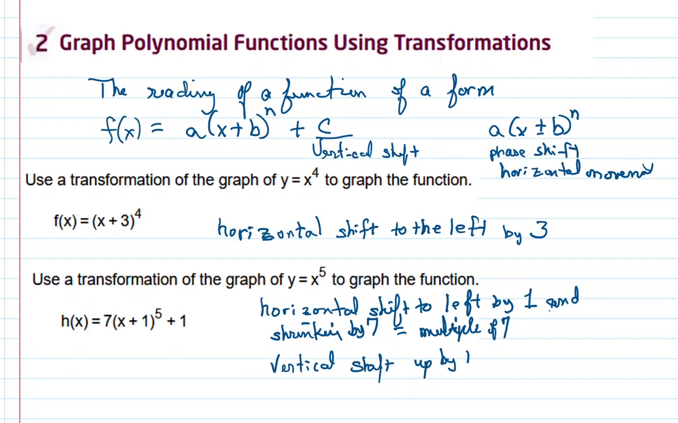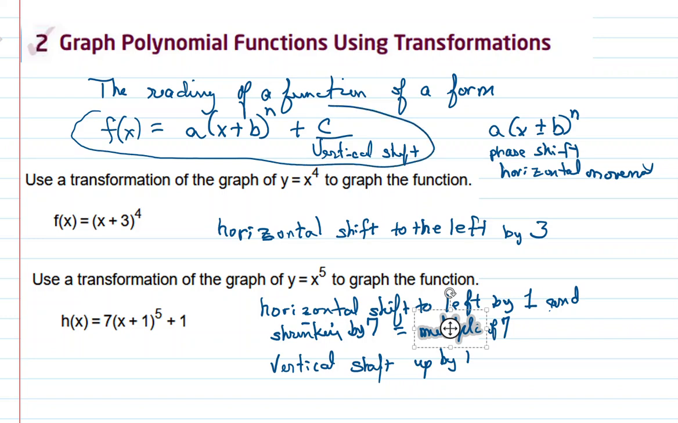So we spoke in class about reading the function in its terms. And this was a generality that I gave you, where A is an amplitude, B is a horizontal shift, and C is a vertical shift. Sign goes with the number. Sign goes with the number.